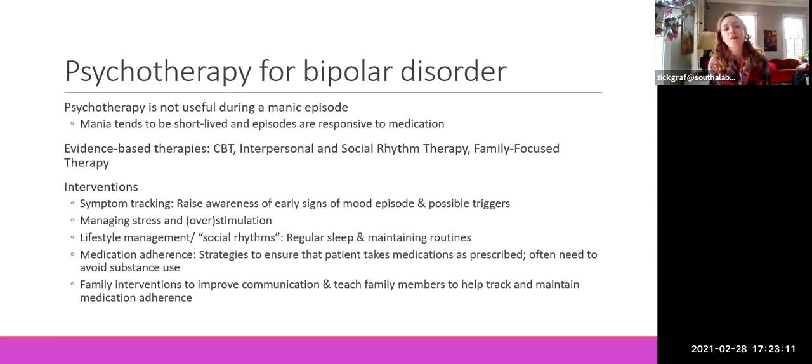But other evidence-based therapies, including CBT and interpersonal and social rhythm therapy, as well as family-focused therapy, all of this is about stabilizing someone's life and helping them maintain routines that help them identify triggers for mood episodes and proactively prevent those triggers from happening. Some of the triggers for manic episodes and for depressive episodes are stress and overstimulation. Not respectively. Stress can trigger a depressive episode, and overstimulation can trigger a manic episode.